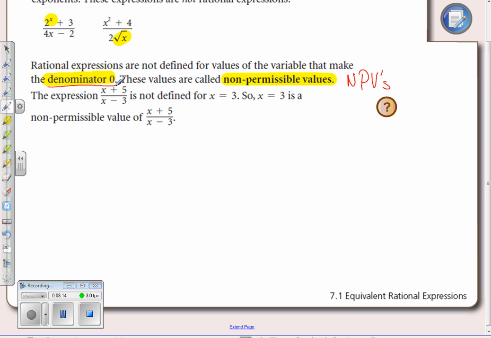So for the expression x plus 5 over x minus 3, we look at what value is going to make the denominator equal to 0. Well, if x equals 3, we're going to get 3 minus 3 in the denominator. So x equals 3 is an NPV. Or we can say that x cannot equal 3 for the restriction. But the NPV is 3.